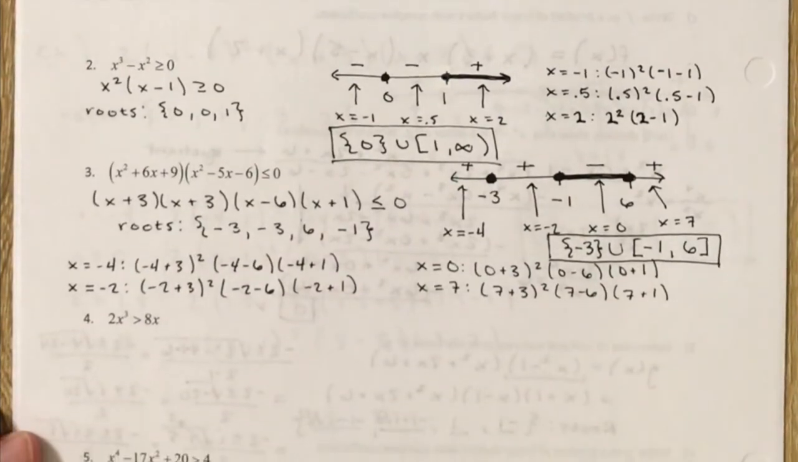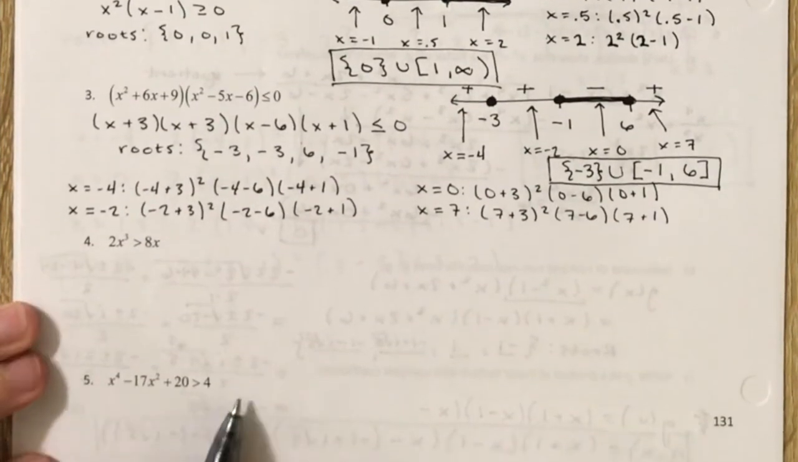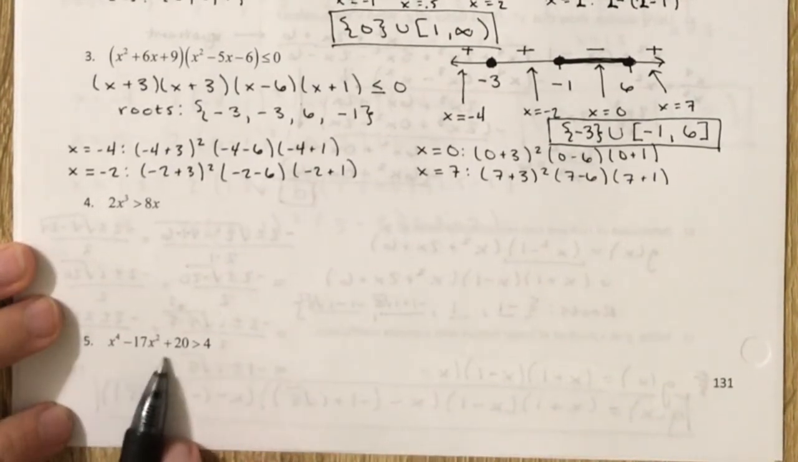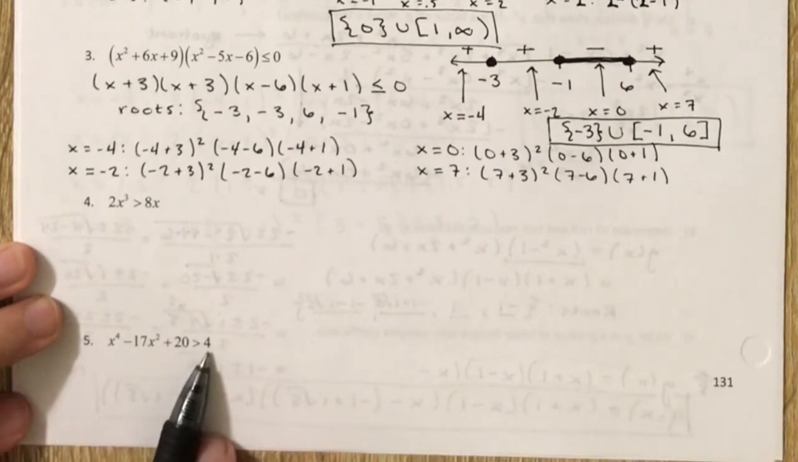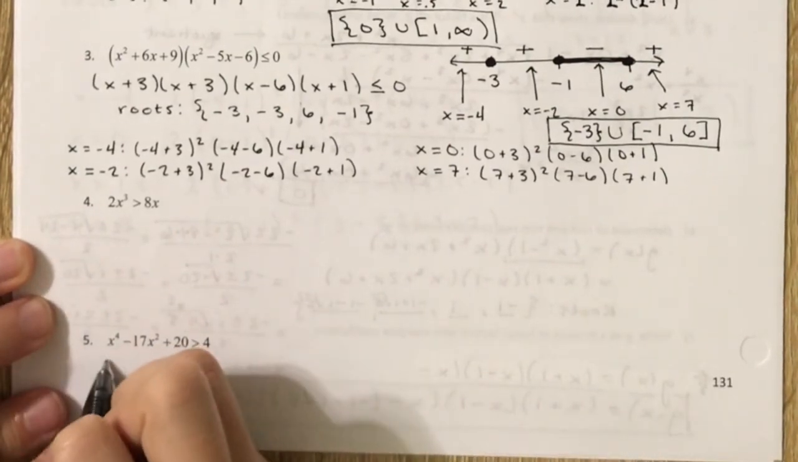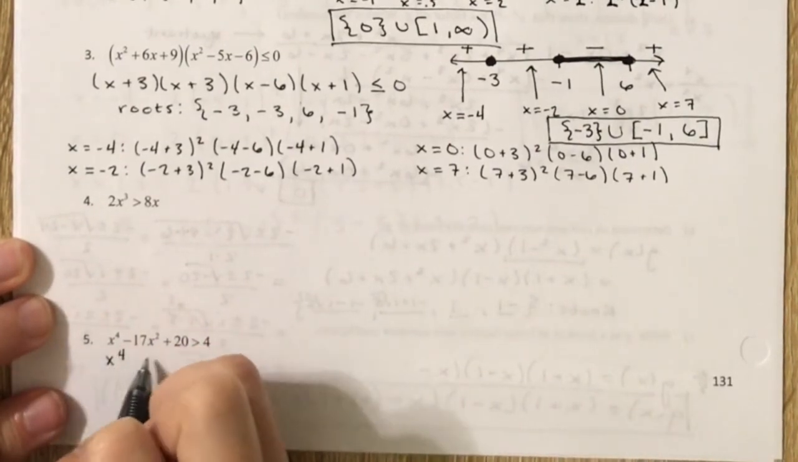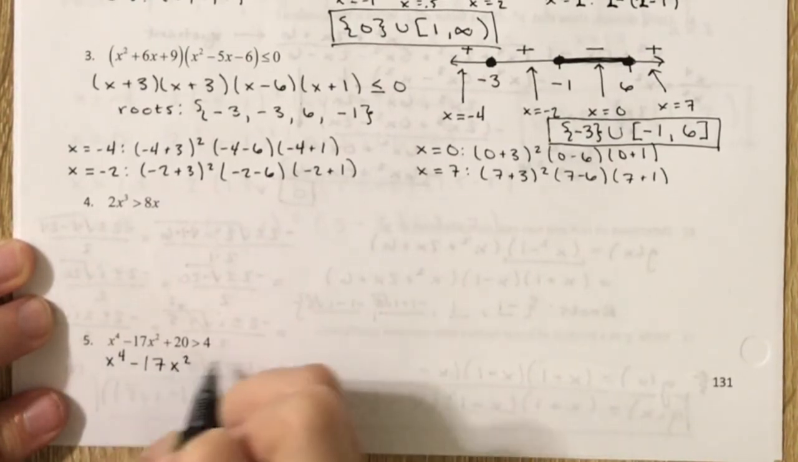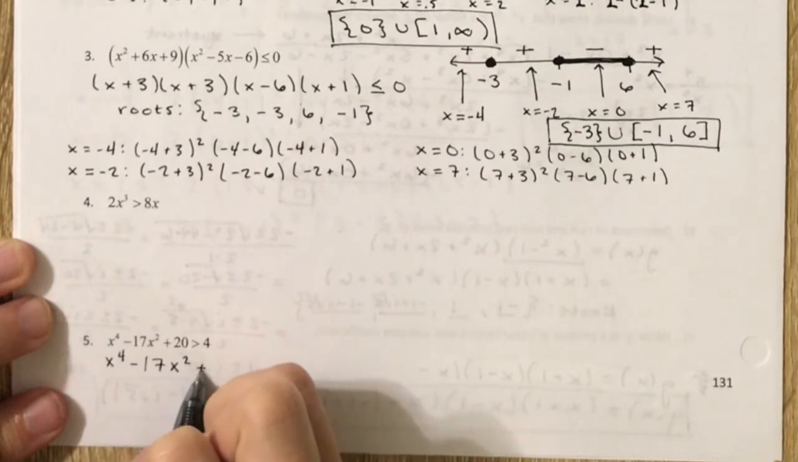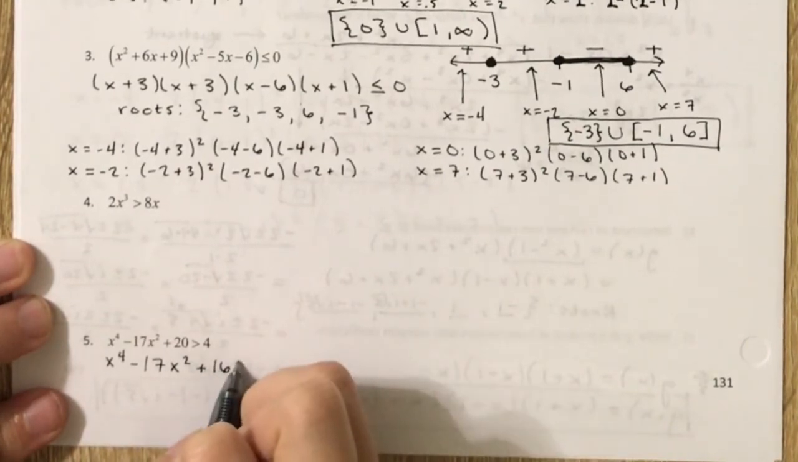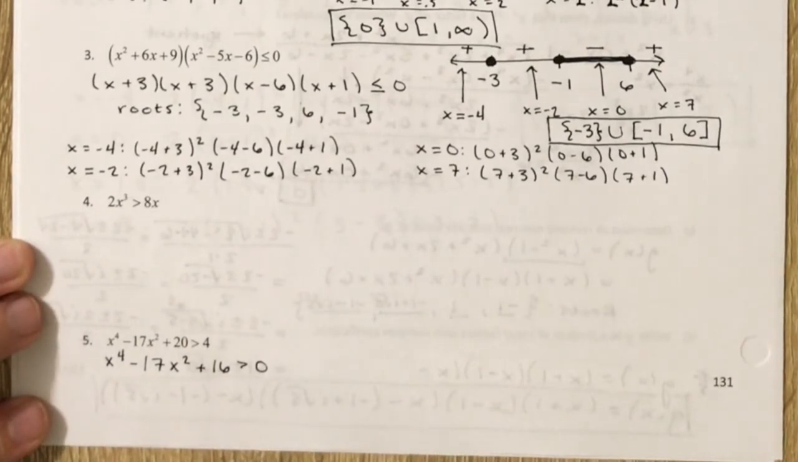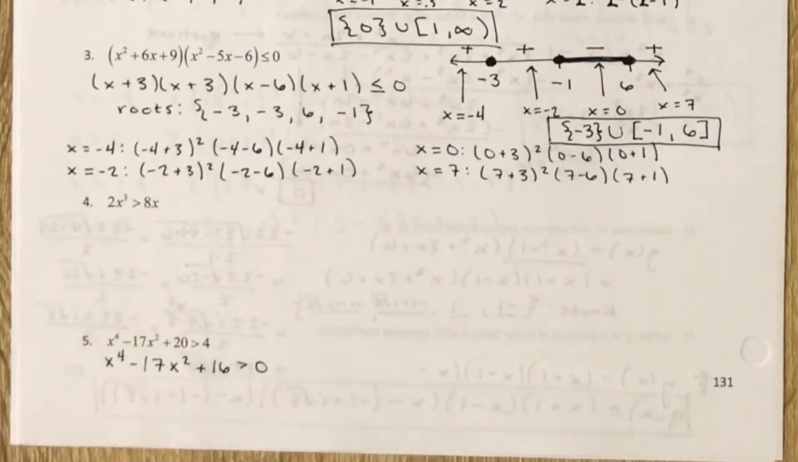Okay, I want to come down here to this very last one. We have x to the 4th minus 17x squared plus 20 is greater than 4. First things first, we want to bring everything over to one side. So we end up with x to the 4th minus 17x squared plus 16, we subtract 4 from both sides, is greater than 0. We want to find our roots.